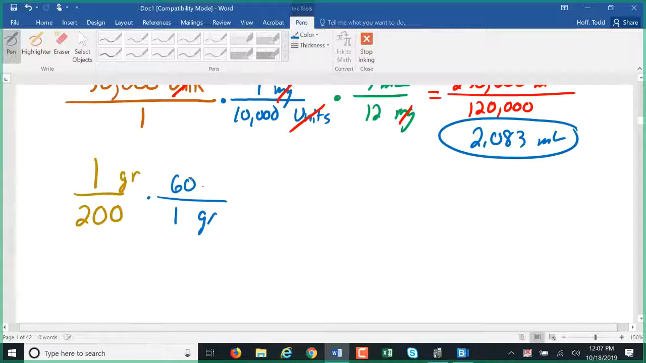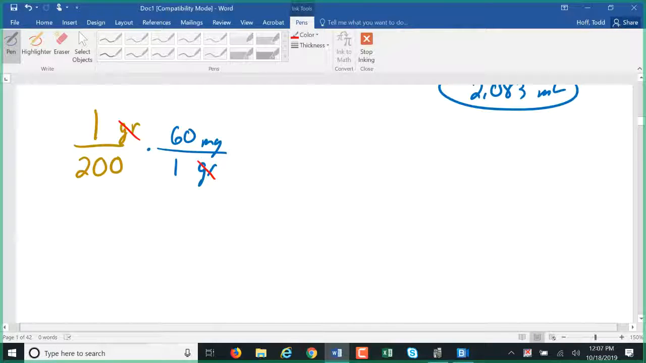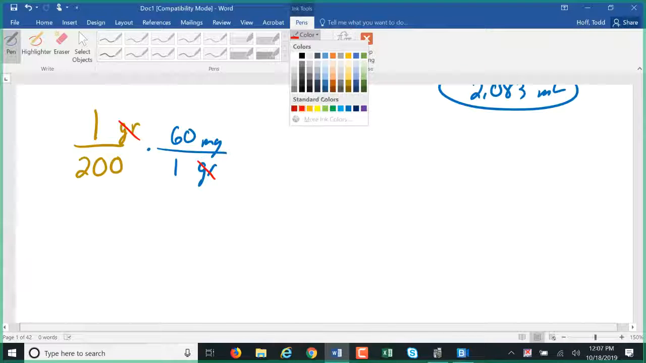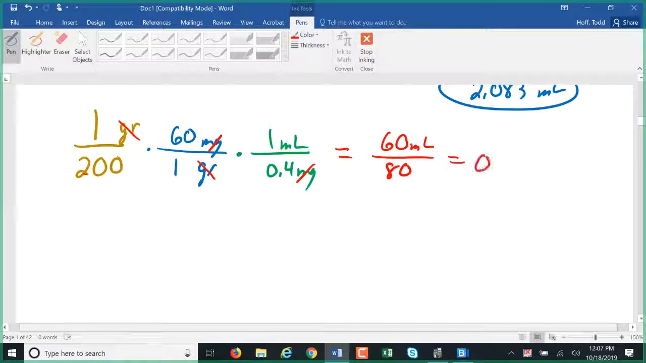1 grain is 60 milligrams. Cancel out the grains. And then we had, I gotta go back and find, 0.4 milligrams in 1 milliliter. Milligrams cancel out. So what we would have had here is 1 times 60 times 1 milliliter is 60 milliliters. 200 times 1 times 0.4. 200 times 0.4 is 80. 60 divided by 80 is 0.75.